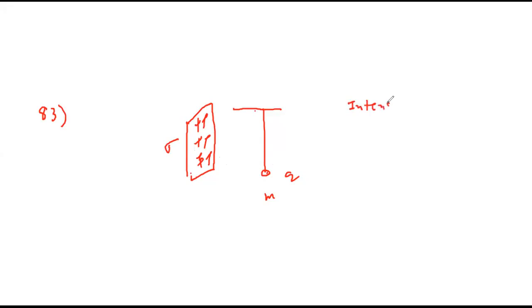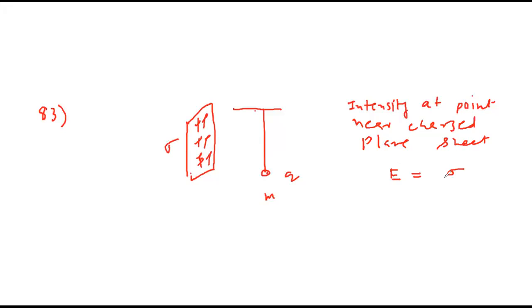This derivation I did. Now suppose you were absent for the derivation or have not understood, at least you can learn the formula by heart. Intensity at a point near a charged plane sheet is given by E equals sigma upon 2 epsilon naught. This we have proved. Are you remembering? Yes, sir. Last class we proved this.